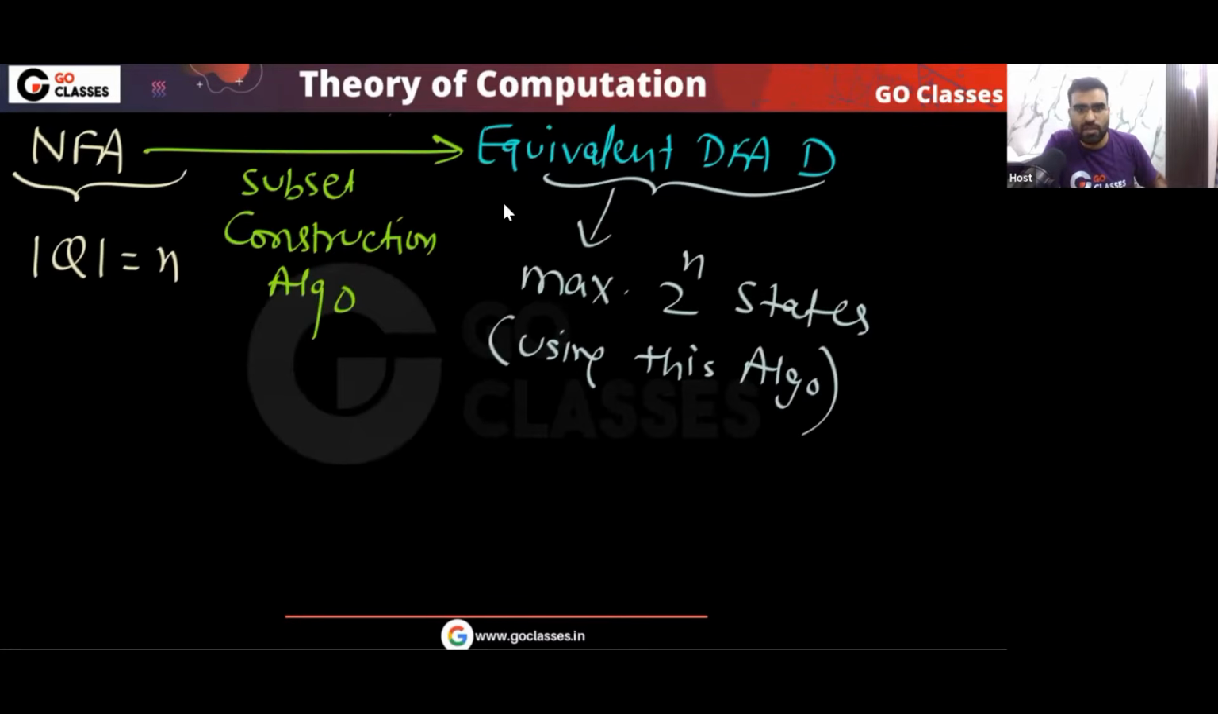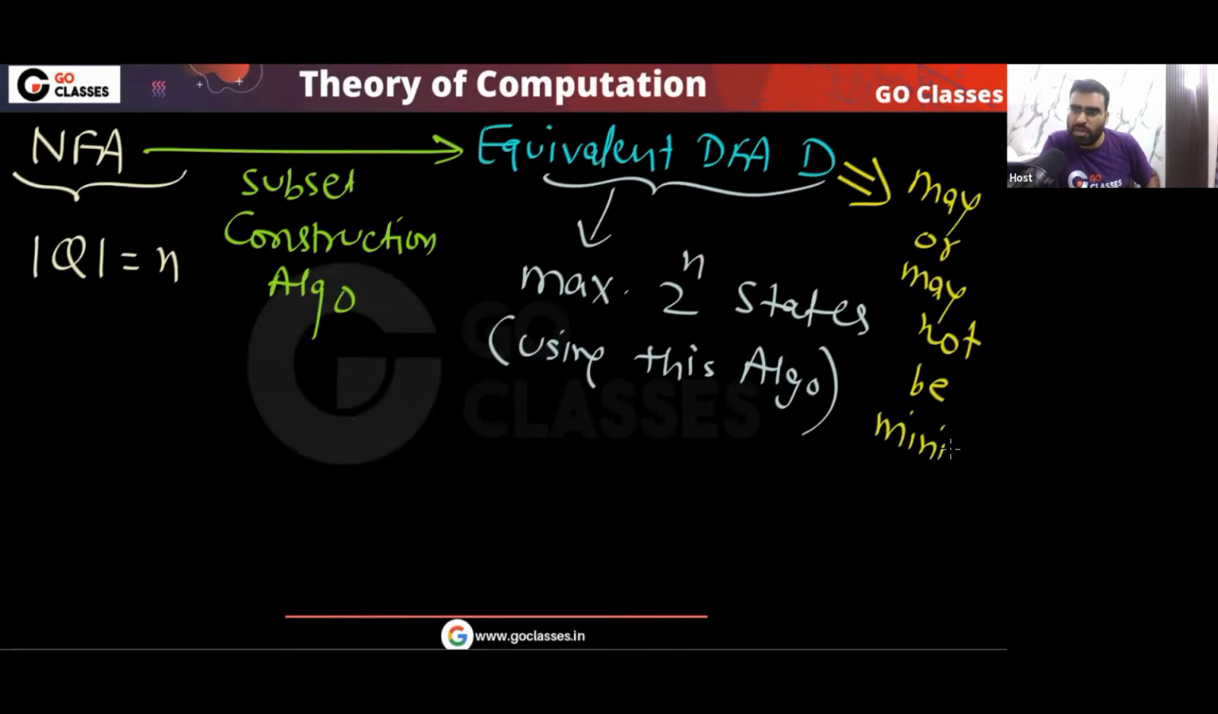So tell me, the minimal DFA will have how many states? This DFA already has less than or equal to 2 power n states. Remember, this DFA may or may not be minimal. Agree? So this DFA D that you are getting has at most 2 power n states.